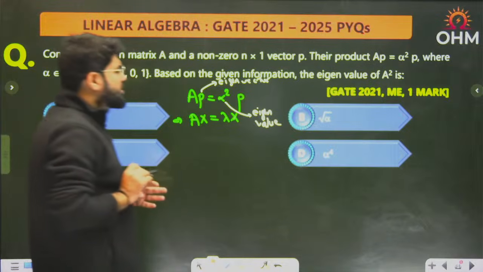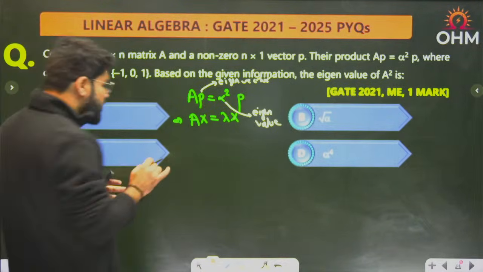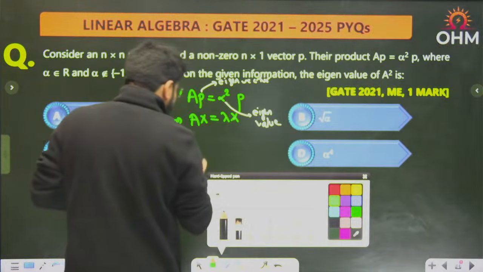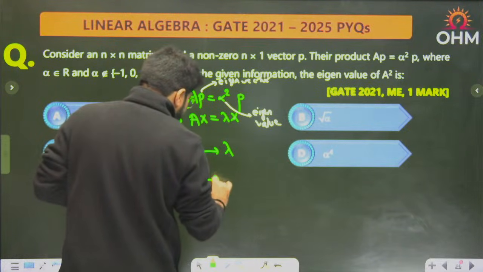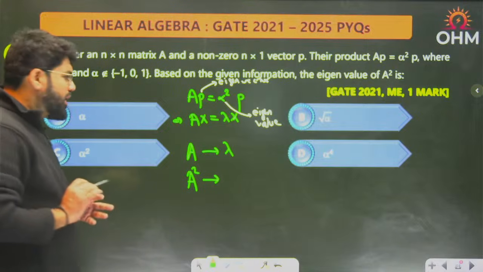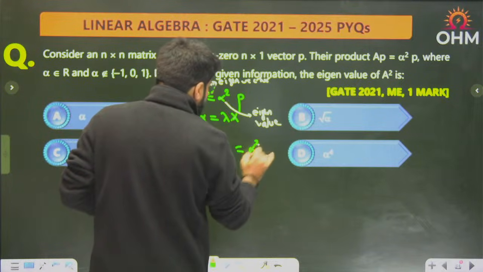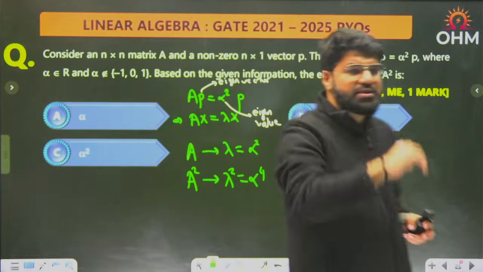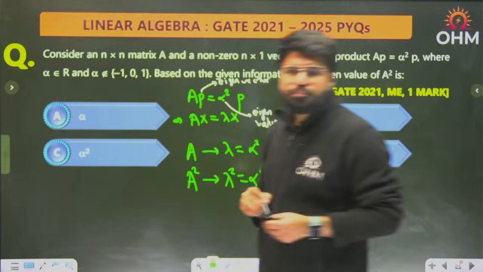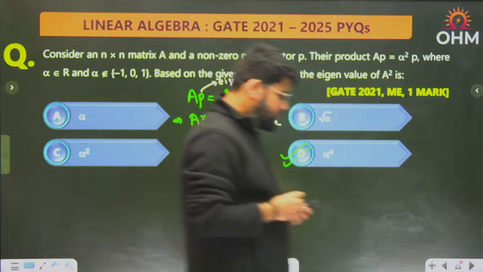Now the question is asking, what is the eigenvalue for A square? Now listen, if A has the eigenvalue lambda, I told you very important property number 6: A square will have the eigenvalue lambda square. But lambda is alpha square, so lambda square becomes alpha power 4. D answer, not A. D answer is correct.